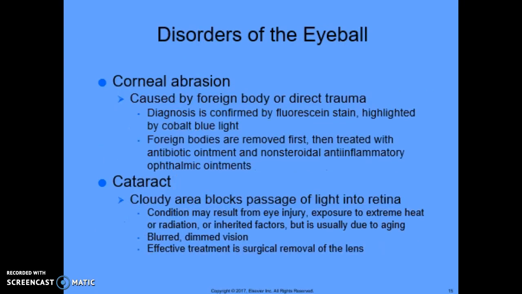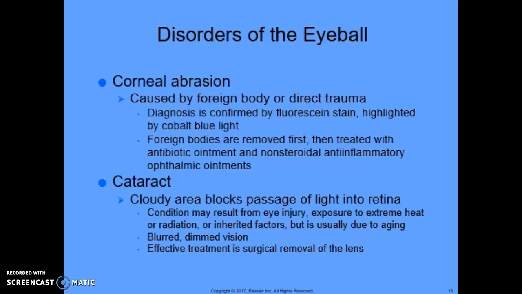Disorders of the eyeball. Corneal abrasions. Corneal abrasions are caused by foreign body or direct trauma. The diagnosis is confirmed by the fluorescein stain highlighted by cobalt blue. Foreign bodies are removed first, then treated with antibiotic ointment and nonsteroidal anti-inflammatory ophthalmic ointments.